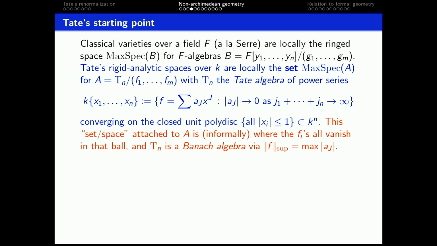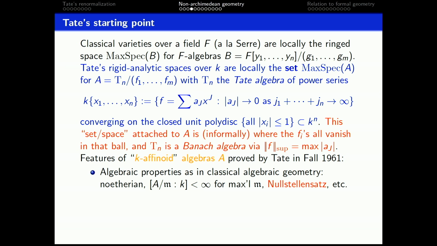And this Tate algebra that replaces the polynomial ring has a natural Banach algebra structure via taking the max of the absolute values of the coefficients. This is meaningful since these coefficients are going to 0. And this does turn out to actually be the sup norm, in an appropriate sense, on the polydisk.